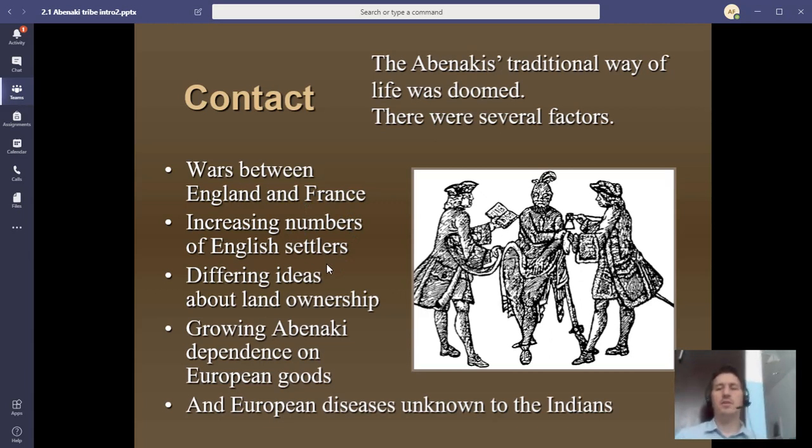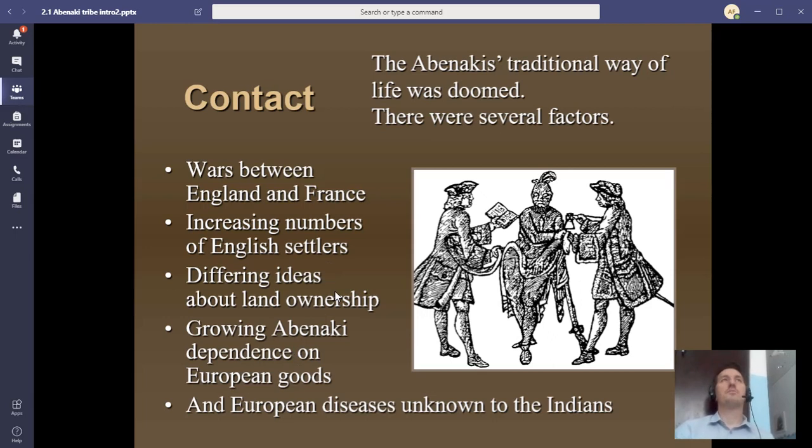To the Native Americans, everybody lived off the land, but to the English, similar to today, they had, well, this is my house, that's your house, this is my area, my land, you can't come on it. And that was very different from their way of life. And then what you ended up having was the Abenaki grew dependent on the European goods and then European diseases.